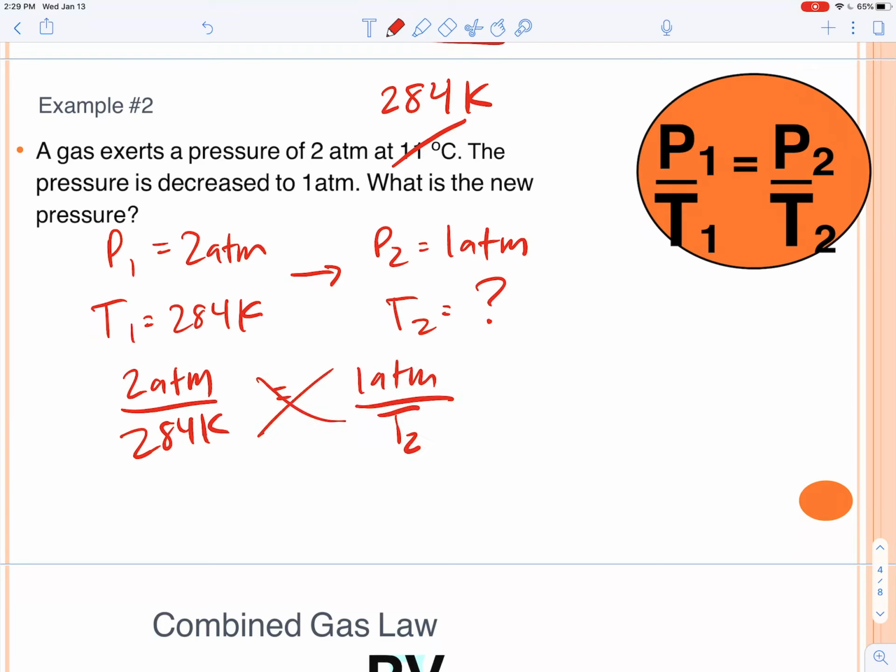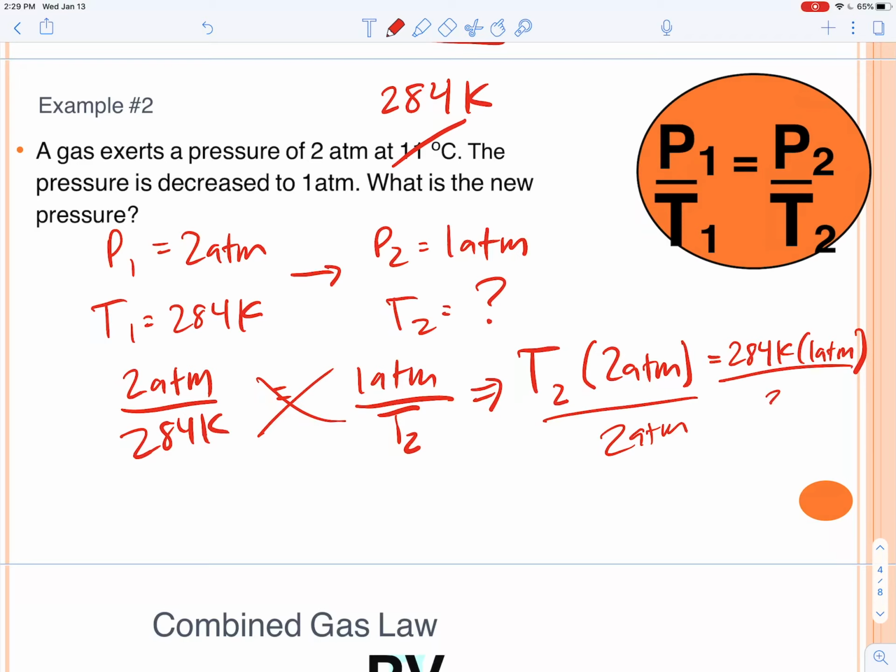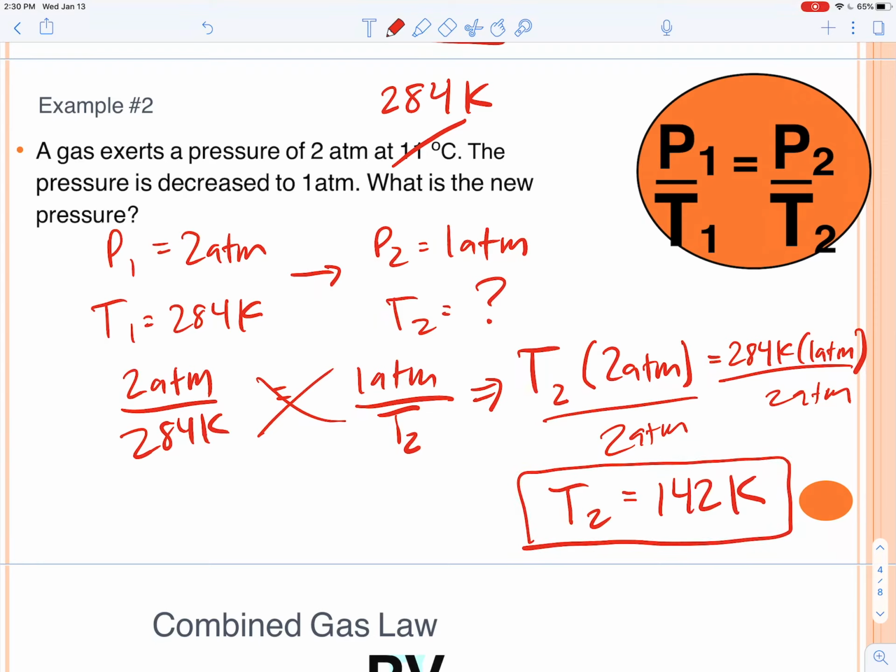Here I want to cross multiply, so I can rearrange this. T2 times 2 atmospheres equals 284 Kelvin times 1 atmosphere. Divide both sides by 2 atmospheres. And we do indeed get half of the temperature, 142 Kelvin, as our final answer. I know I went pretty quickly through that, so feel free to rewind the video and rewatch it. Hopefully you understand it better by rewatching it.